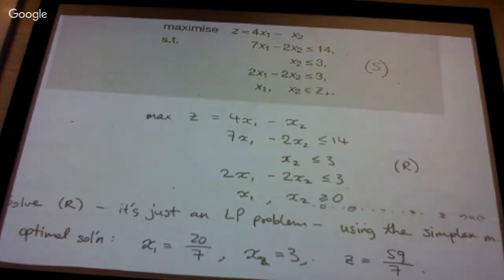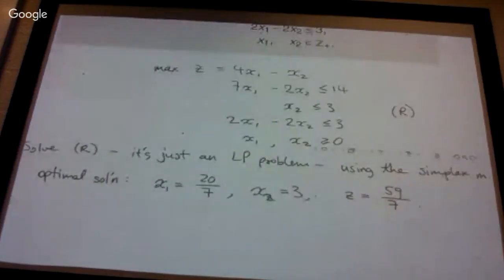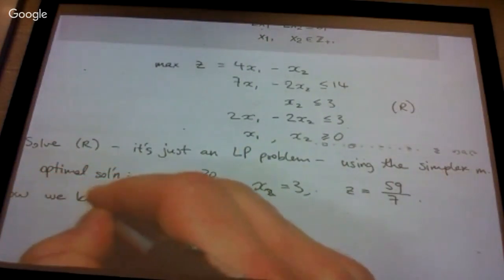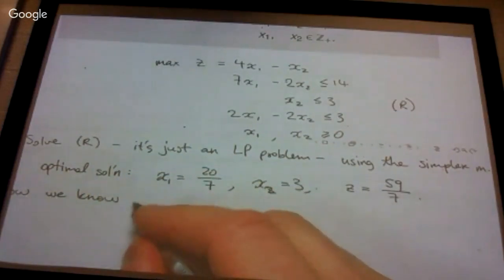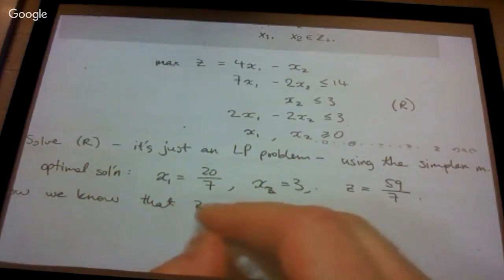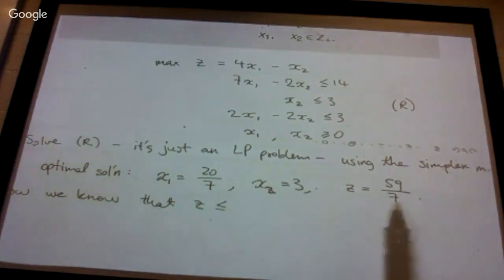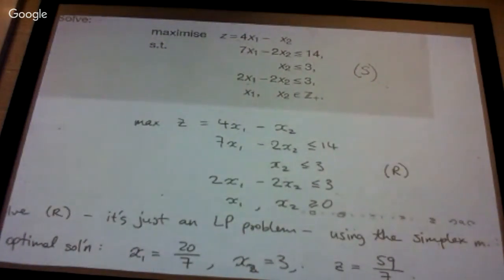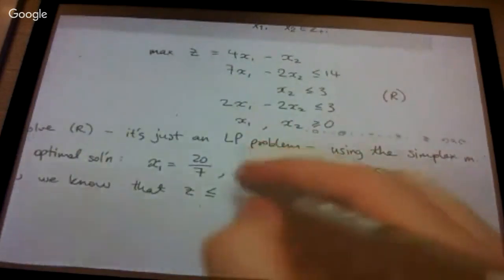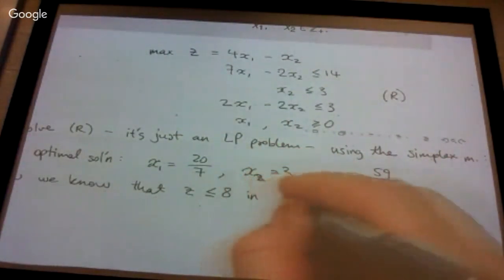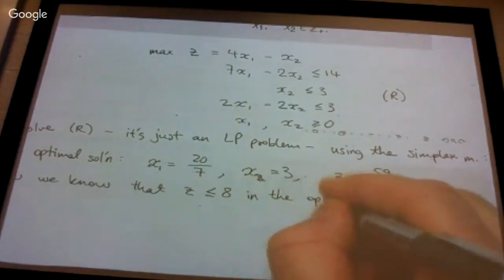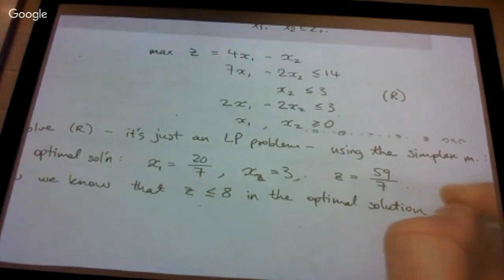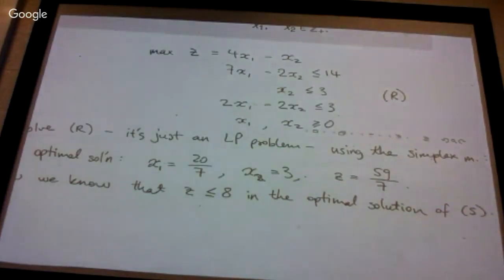So now we know, and we don't know much, but we know that the objective is no more than 59/7, and in fact we know that the objective is going to be an integer, so it can't be more than 8 in the optimal solution of the original problem. Okay.